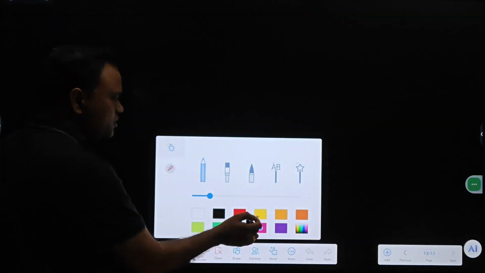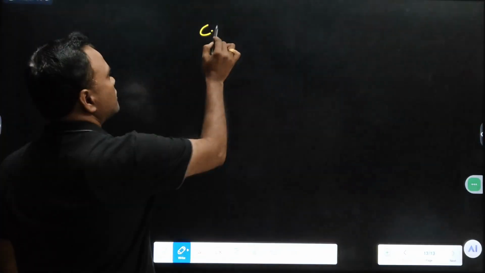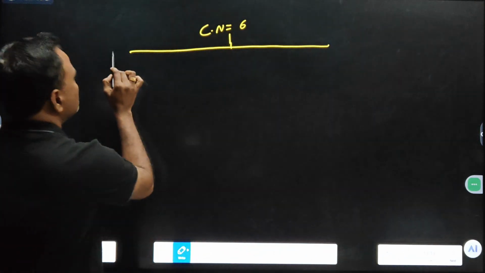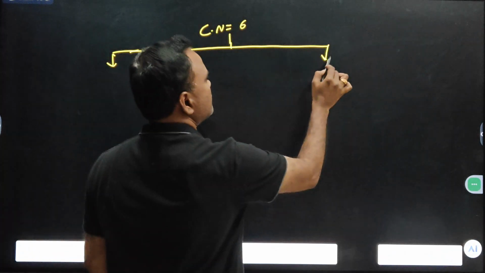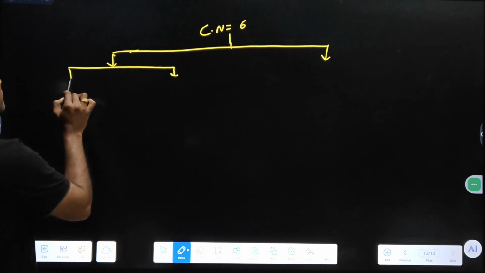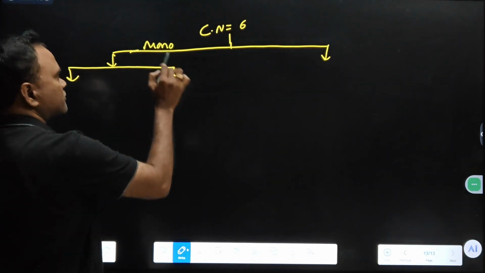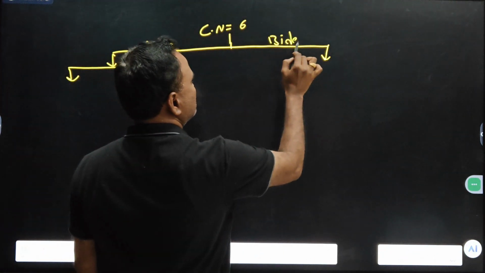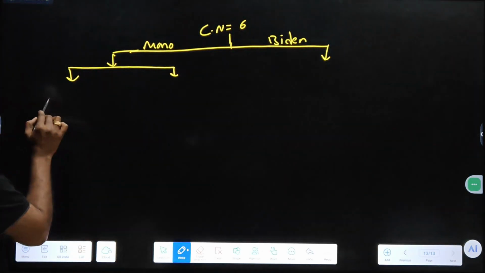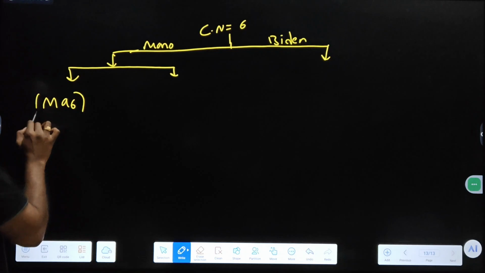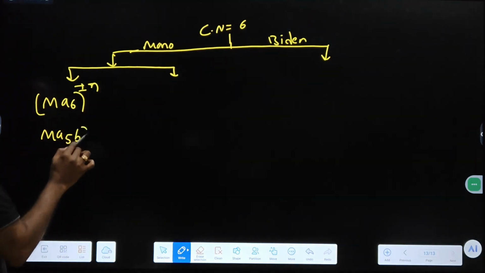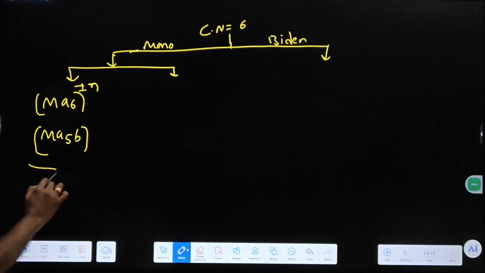Next, write fast with the coordination number 6, so that we can start examples directly tomorrow. Coordination number 6, again two categories: monodentate and bidentate. Monodentate do not show category. MA6 do not show. MA5B do not show. First do not show category.